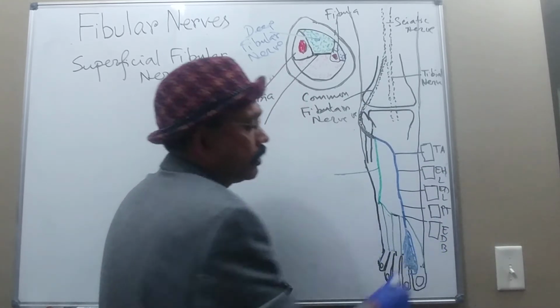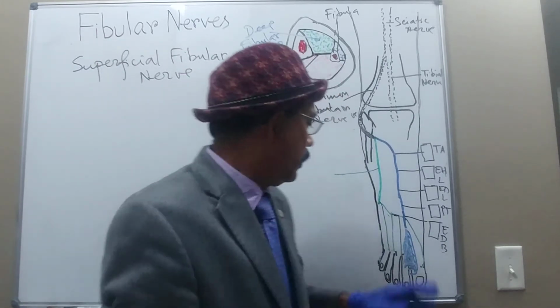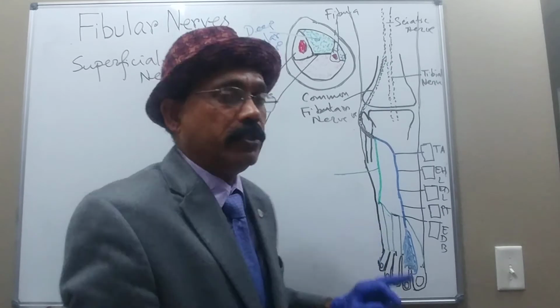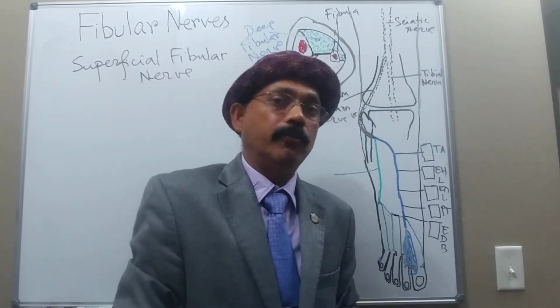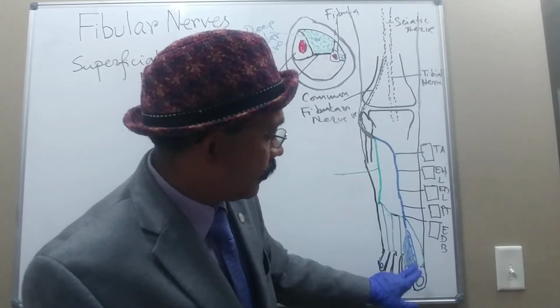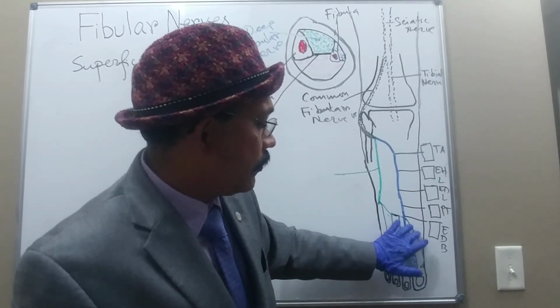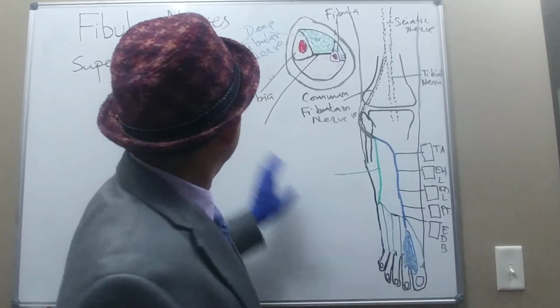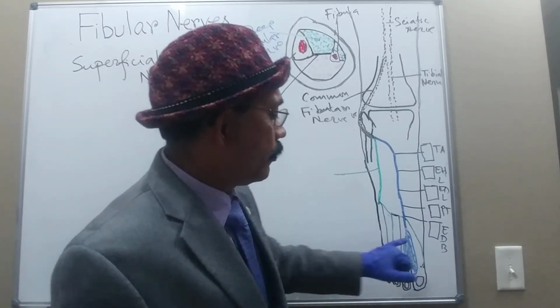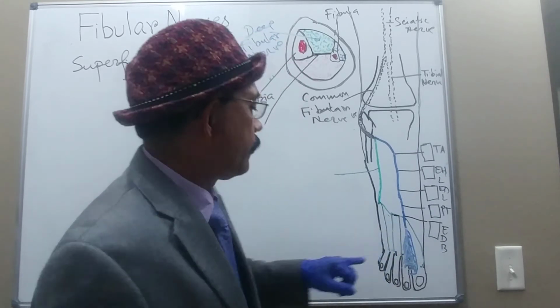Medial side of the foot, innervation is from the saphenous nerve. Lateral side of the foot, cutaneous innervation is from the sural nerve. But the entire dorsum of the foot, except this web area between the great toe and second toe, is innervated by the superficial fibular nerve. It has one medial branch and the lateral branches.